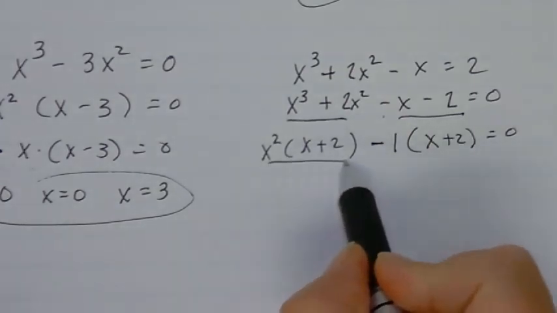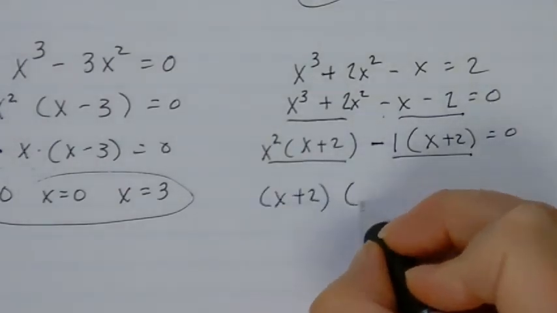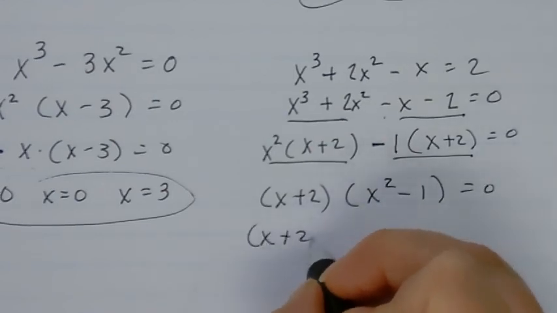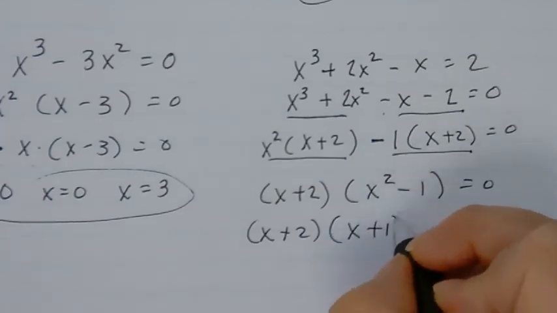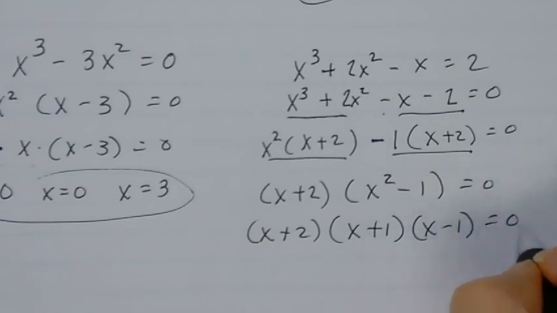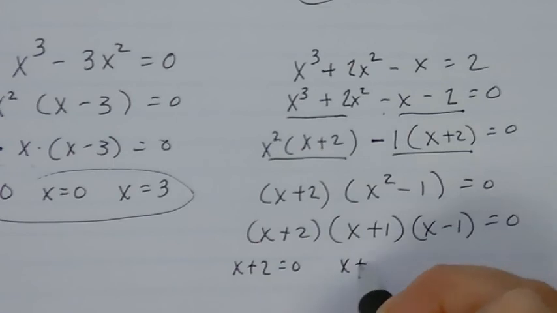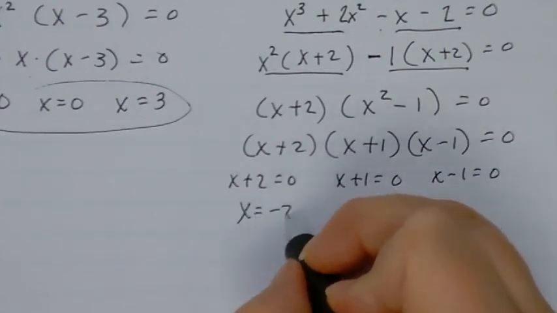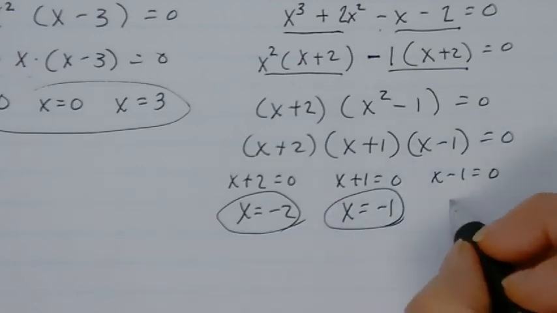All right, now I'm looking at these two terms. What do they have in common? An x plus 2. And what's left is an x squared minus 1. But this x squared minus 1 factors again. It's the difference of two squares. So it goes to x plus 1 and x minus 1. So this means that x plus 2 equals 0, or x plus 1 equals 0, or x minus 1 equals 0. So x equals negative 2 is a solution, x equals negative 1 is a solution, and x equals positive 1 is a solution.